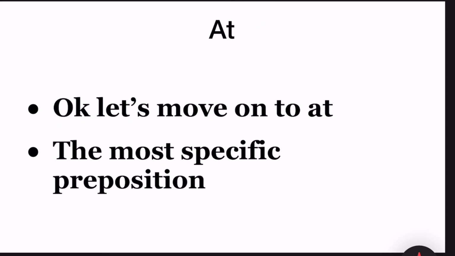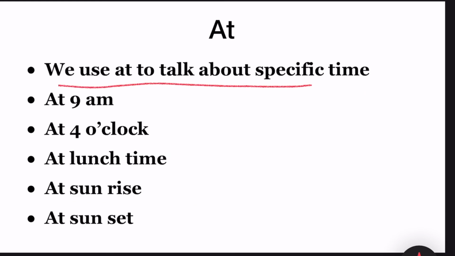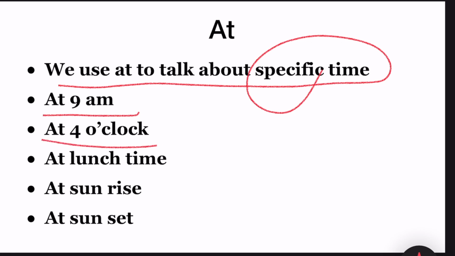Okay, let's move on to at, the most specific preposition. At is used to talk about specific time. For example: at 9 a.m., at 4 o'clock, at lunchtime, at sunrise, at sunset. So, for specific times, you have to use the preposition at.